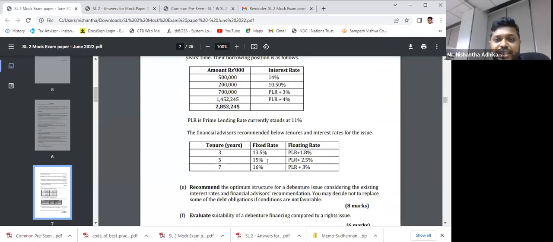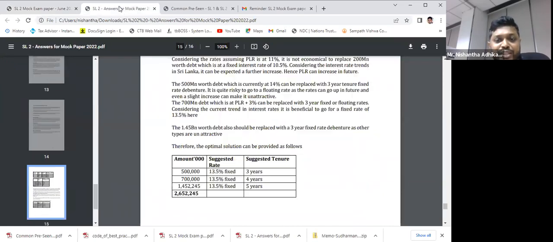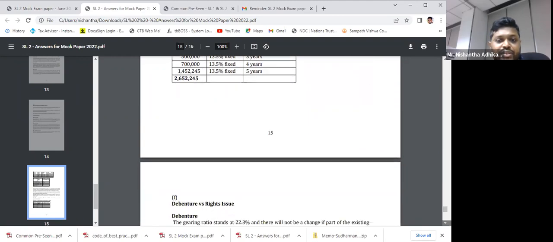3 years, but here they are not going forward. If you're going to increase the period, the rate will be much higher. But if you are able to fix it at 13.5, fix all the facilities for 3 years if it is possible. Right. This should be 3 years, not 4 and 5 years. Right. That is the answer.